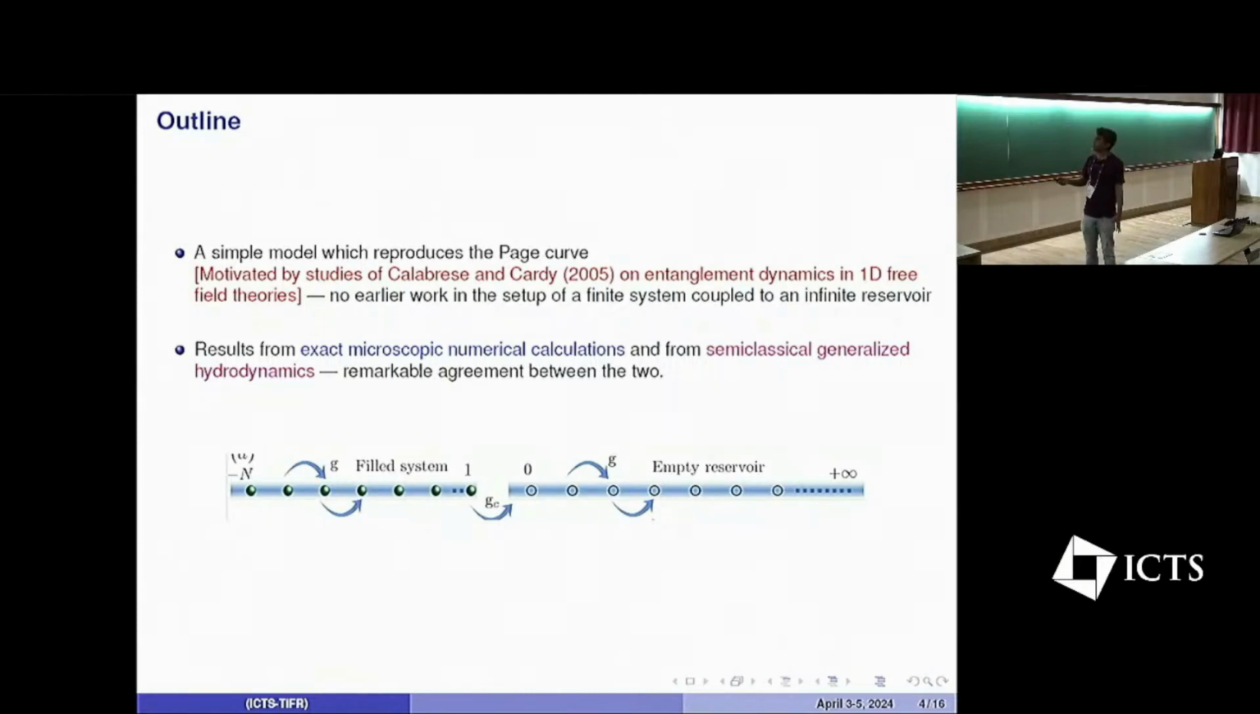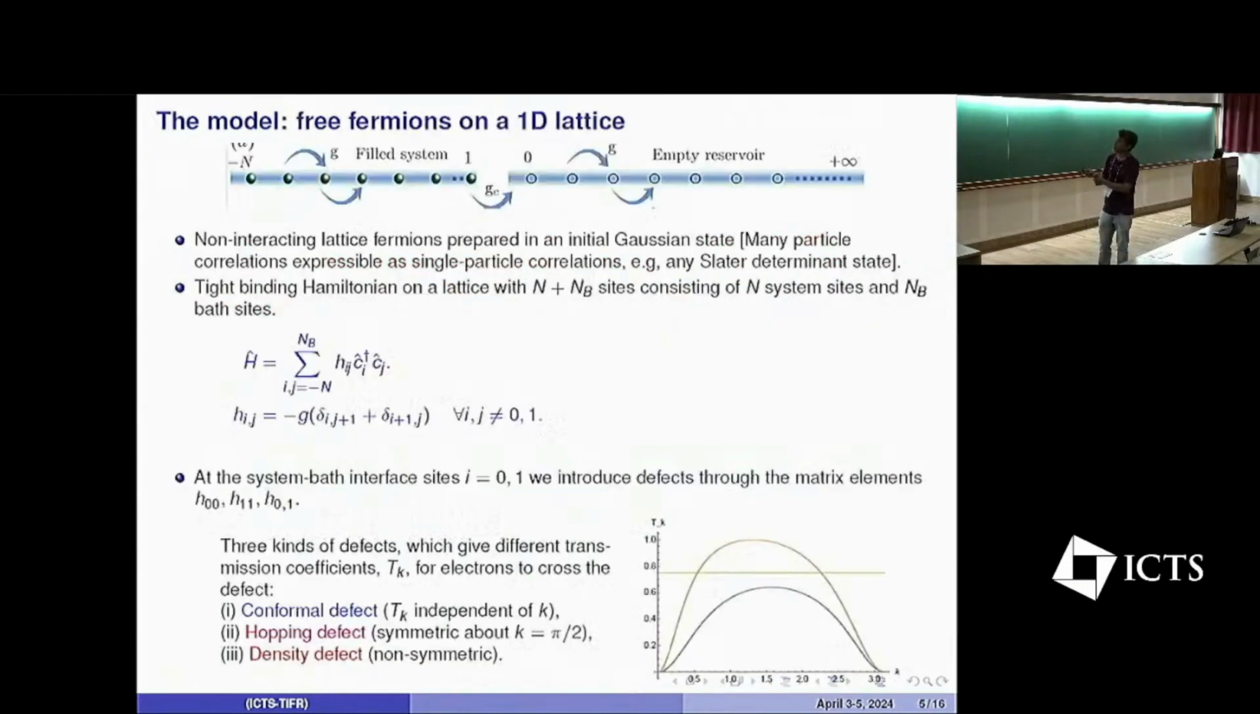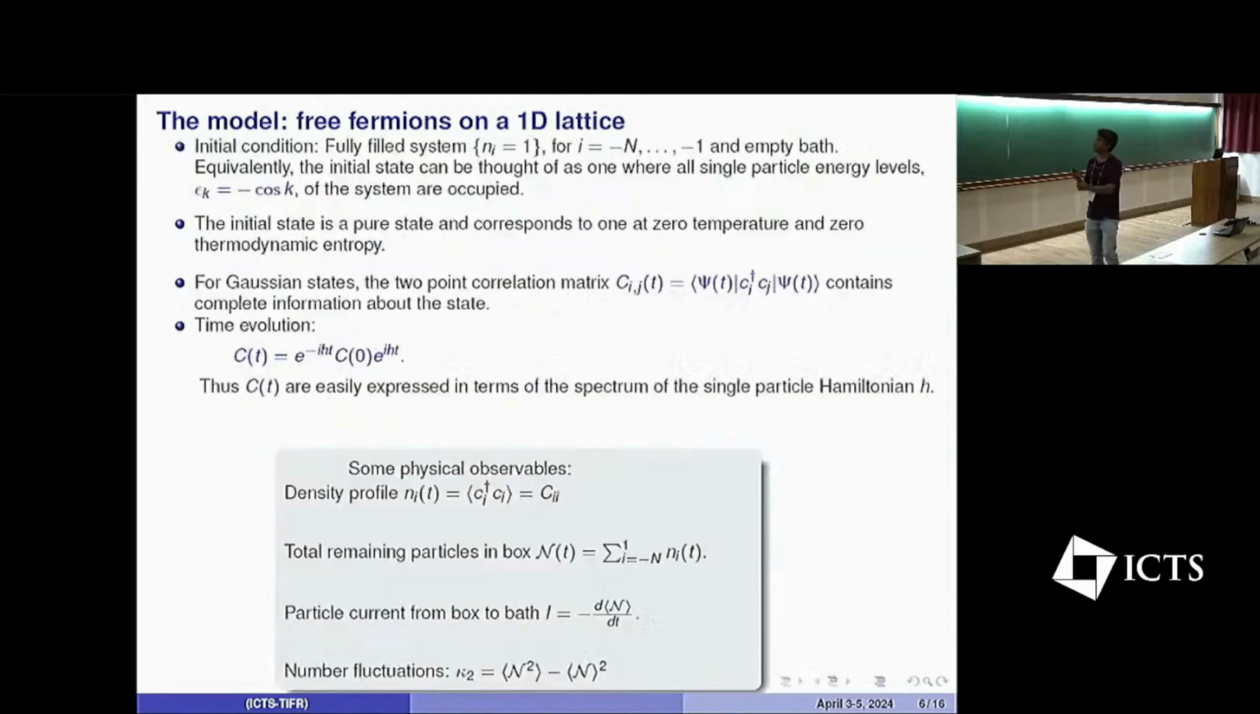What I'll present are exact results: you can do this entanglement calculation exactly from microscopic numerical calculations. We can also compute this using a semi-classical approach of generalized hydrodynamics. One of the main results is that we find a remarkable agreement between these two approaches. The model, as I already said, is just a hopping Hamiltonian with a defect at this site. We study different kinds of defects, but I won't go into that.